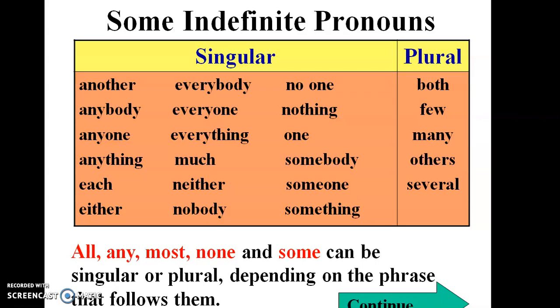And the plural forms of the indefinite pronouns are both, few, many, others, several. All of them are plural forms of the indefinite pronouns. Okay guys, and all, any, most, none, and some can be singular or plural, depending on the phrase that follows them.